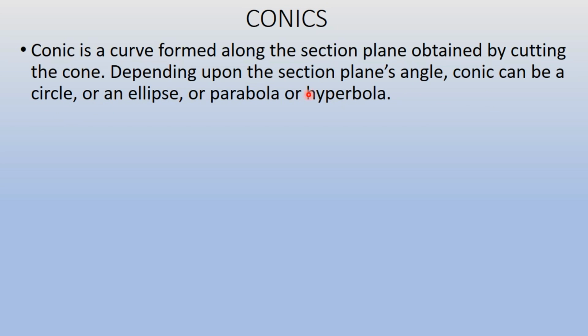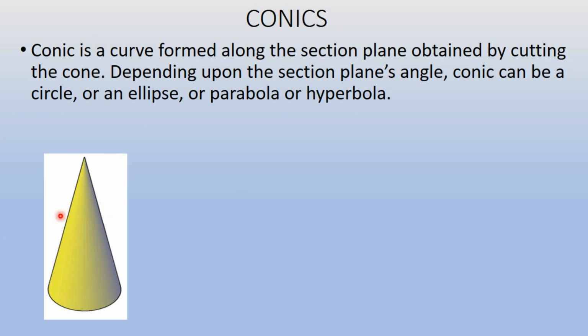So here, depending upon that angle, when we cut a cone, we will get some shapes. For example, if we cut that cone parallel to the horizontal plane, we will get circle from the top view, and that circle is a part of conic. So conics are circle, ellipse, parabola, and hyperbola. So we'll see. So this is our cone. As you know, it will have a base and an apex point.